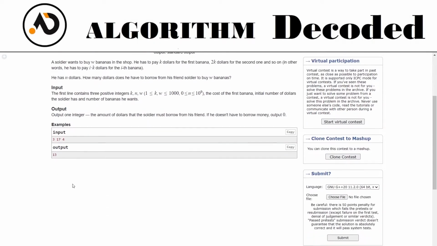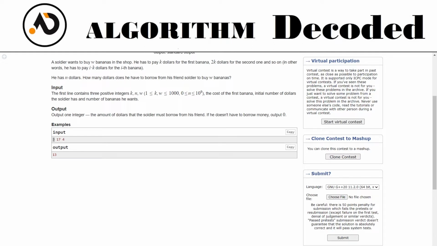तो कोई एक एग्जांपल को ट्राई रन कर लेते हैं. 3, 17 and 14. So the cost of the first banana is 3, second one's cost will be 6, third one 3 times 3 which is 9, and for the fourth it is 3 times 4 which is 12. So पहले की 3 है, दूसरे की 6 है, तो 3 + 6 is 9, and again 9 है, तो 9 + 9 is 18, and for the fourth one 3 times 4 is 12, तो 18 + 12 is 30.